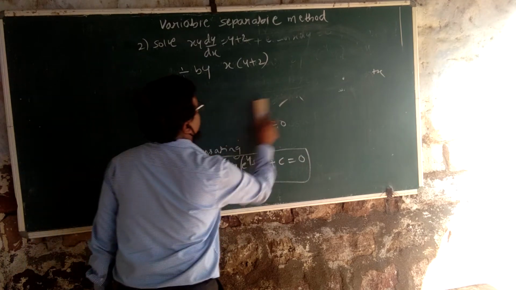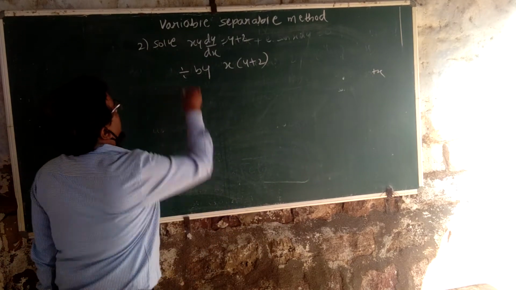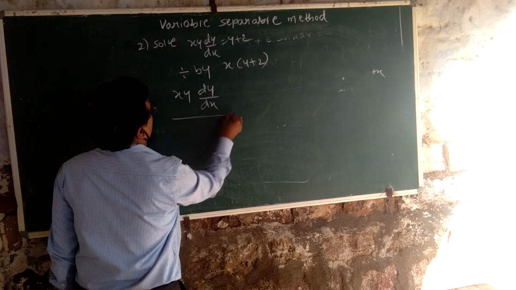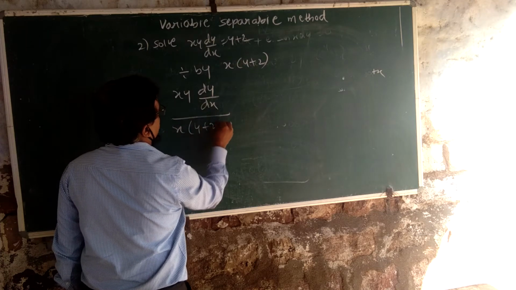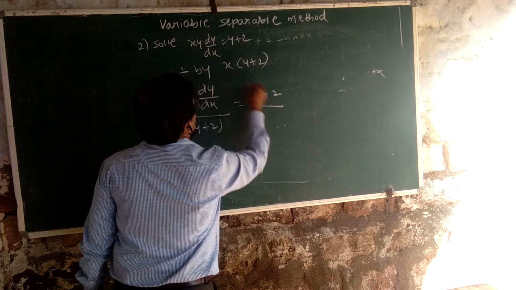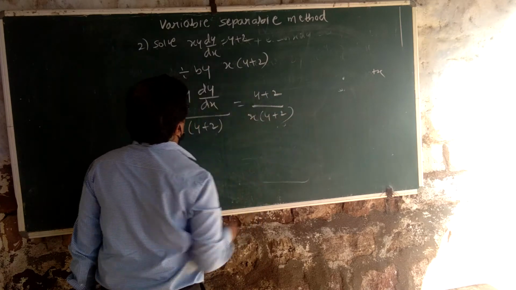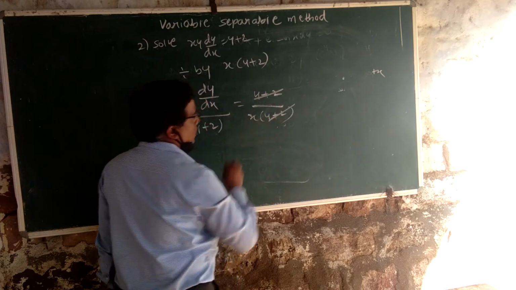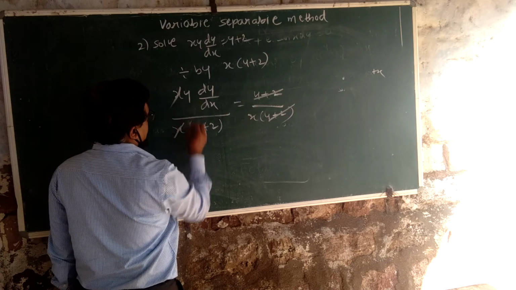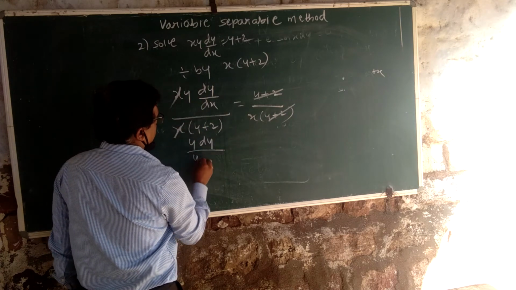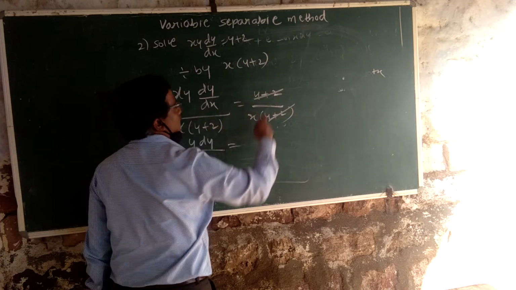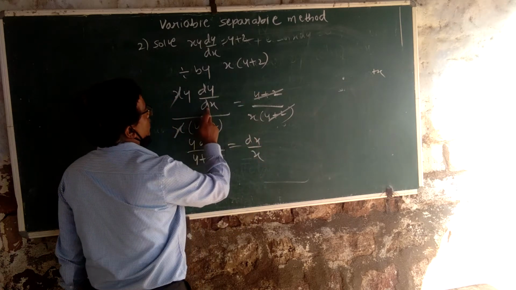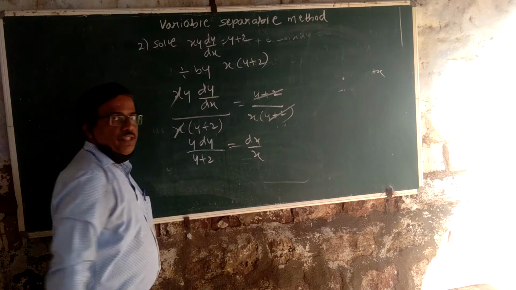So what will you get? This is xy dy by dx, divided by x into y plus 2, is equal to y plus 2, again divided by x into y plus 2. Now here x gets cancelled, and here y plus 2 gets cancelled. So I write this as y dy by y plus 2 is equal to, crossing dx to this side, dx by x.